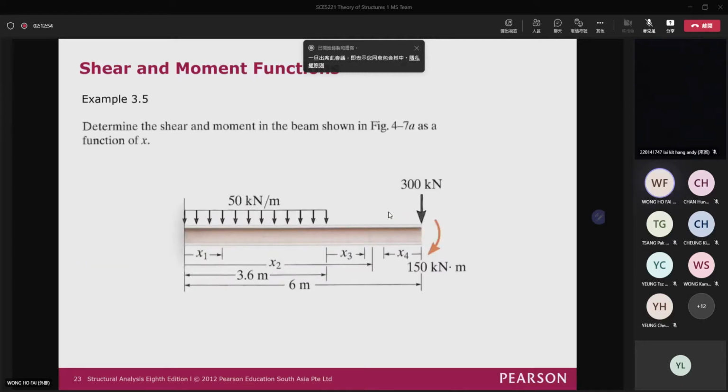And then for here, we have another beam for you. You can see that one part of the beam is subjected to the distributed load, and then there's no loading at the remaining locations. So first of all, we can say that we need to divide our beam into 2 sections. For the first section, it is from 0 to 3.6 meter. And then for the second section, it is 3.6 meter to the 6 meter.